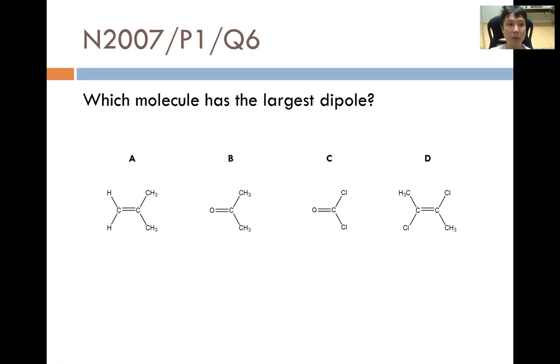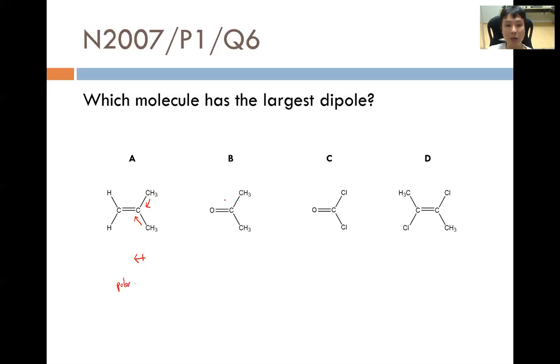The first of which is November 2007, paper 1, question 6. Which molecule has the largest dipole? So if you look at this molecule, along C and H, there's no dipole because they have the same electronegativity. Later, you also learn from organic chemistry that CH3 is an electron donating group, which means that there will actually be a bond vector in this direction. If you were to add up these two bond vectors, you will get an overall dipole moment in this direction, and this molecule will be polar.